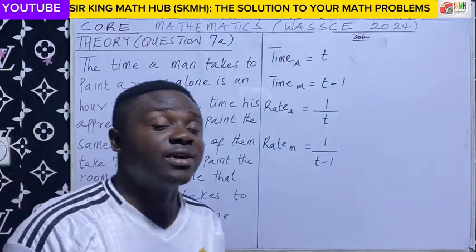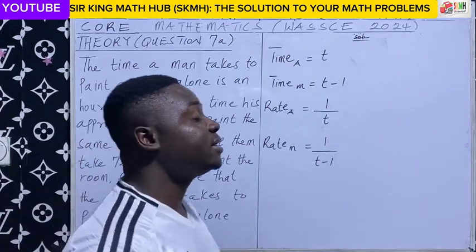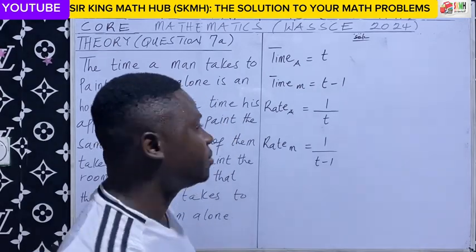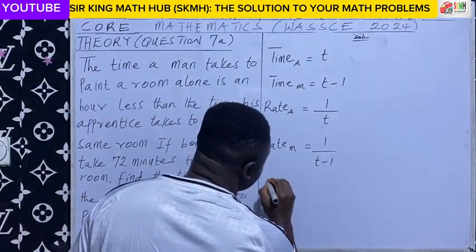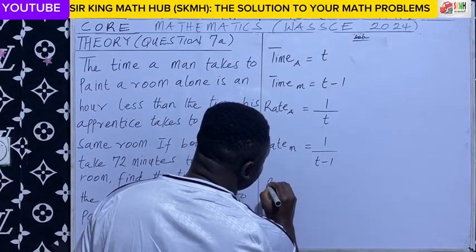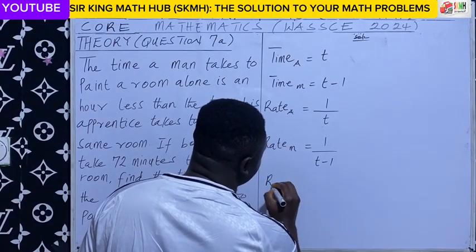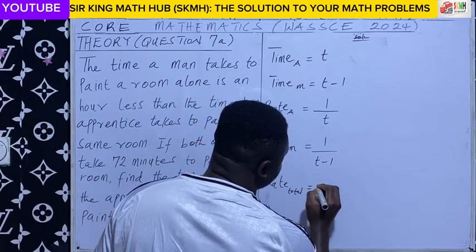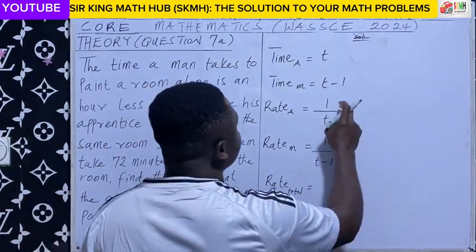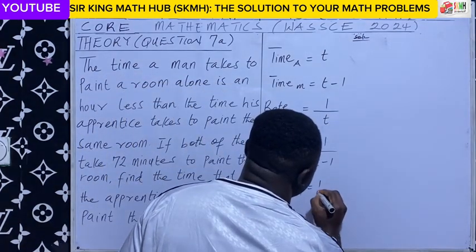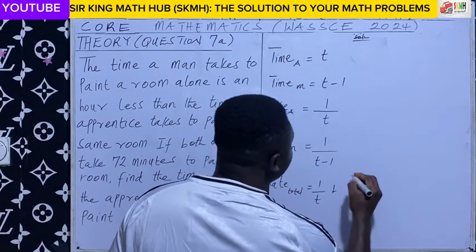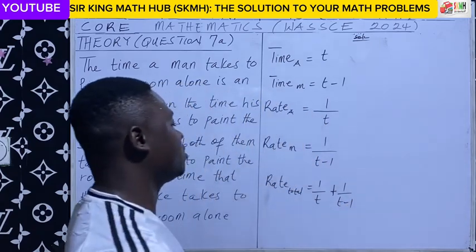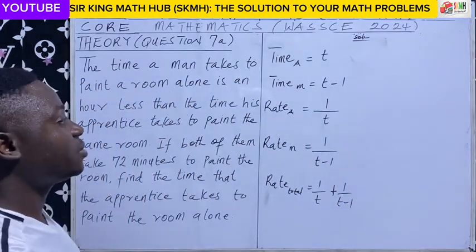Now the next thing is that we need to find their total rate. Their total rate here will be the rate of the apprentice plus the rate of the man. So their total rate will be the sum of their individual rates. The rate of the apprentice, 1 over t, plus the rate of the man, 1 over t minus 1. So that is their total rate.